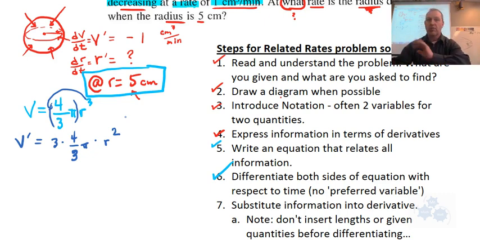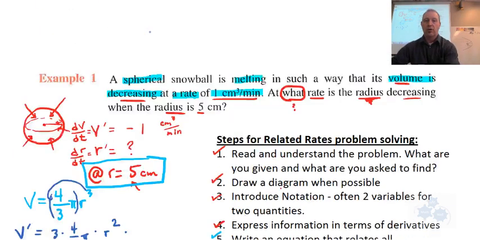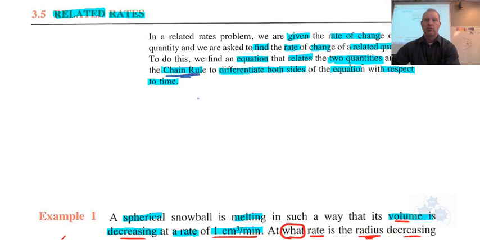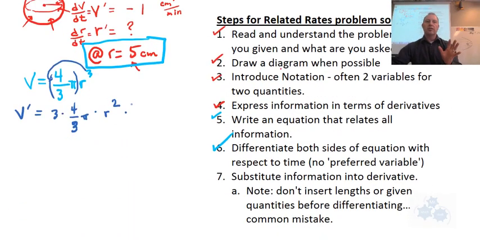r is not our preferred variable, so guess what? I have to do chain rule. Remember it said chain rule back here? Chain rule is important. So I do this, but I have to multiply by r prime.